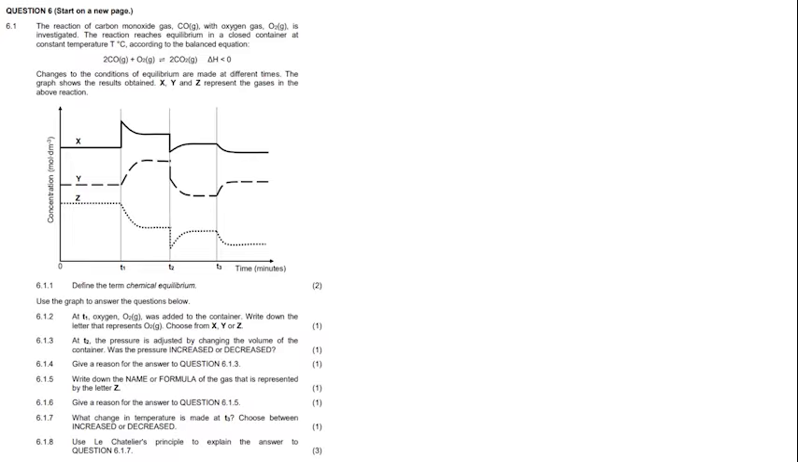Question 6.1.1. Define the term chemical equilibrium. So chemical equilibrium is when the rate of the forward reaction is equal to the rate of the reverse reaction. Use the graph to answer the questions below. Question 6.1.2. At T1, oxygen was added to the container. Write down the letter that represents O2. Choose from X, Y, or Z.